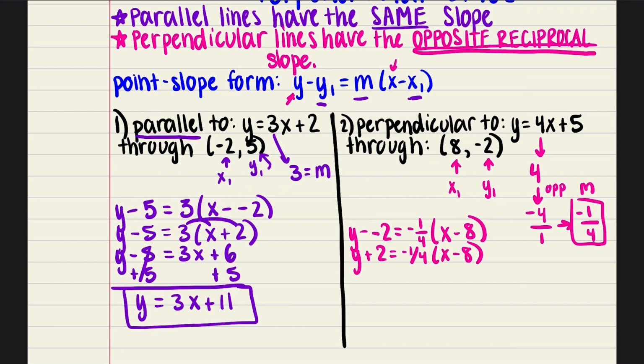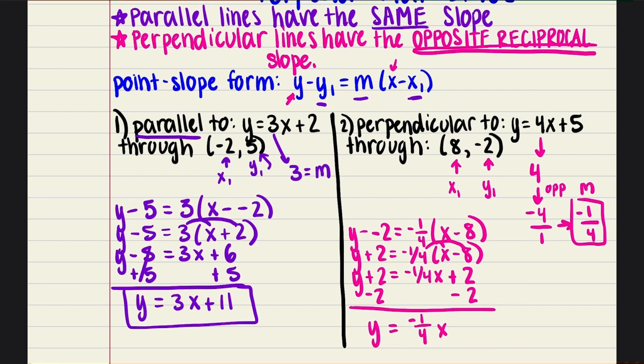Now go ahead and distribute that fraction. So I have y plus 2 equals negative 1/4 x. Negative 1/4 times negative 8 is positive 2. And then your last step is to get that y alone, undo addition with subtraction. So y equals negative 1/4 x, and that just comes out to 0, so you can just leave that as your answer.